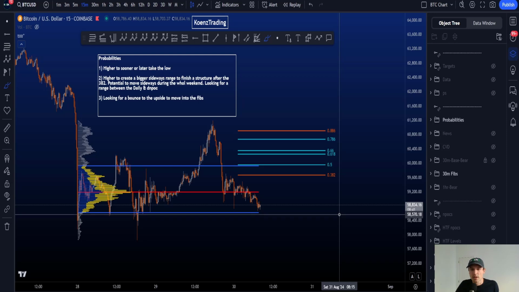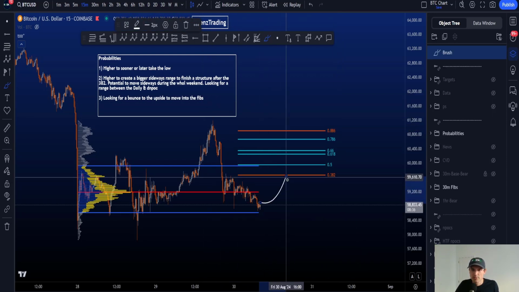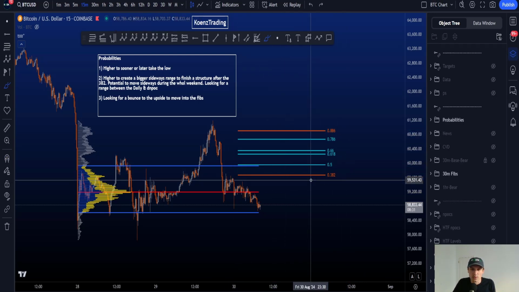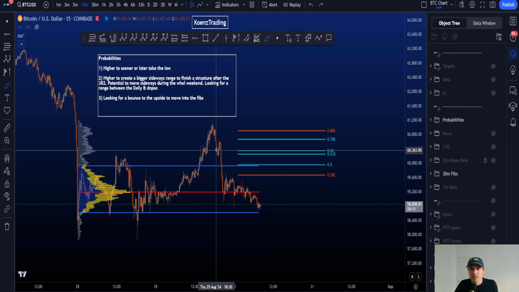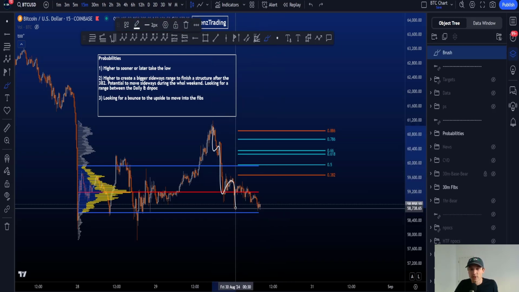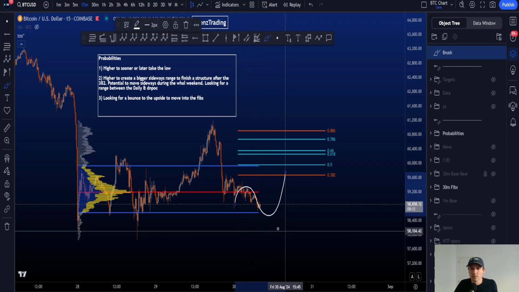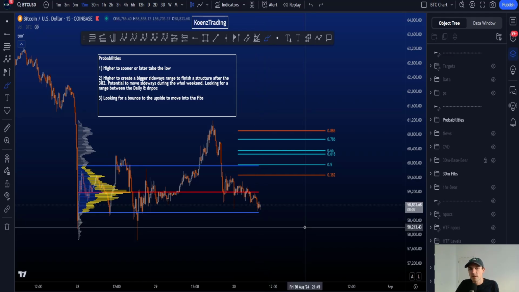But something that I'll be keeping an eye on, and something that I mentioned here in the probabilities, is looking for a bounce to the upside to move into the fibs, because it is very rare for a structure to not at least move back to a 382 and look for a reaction there. And of course, the longer we start ranging here, the higher the probabilities we have a finished structure to the downside and look for a bounce to the upside. And we can count a potential finished 5-wave structure here, which means that preferably we do see some sort of a move to the upside. We have some support here locally, value area low. So that is something I'll be keeping an eye on.